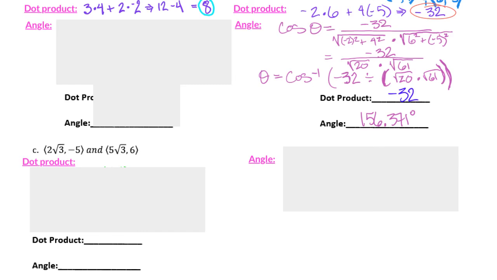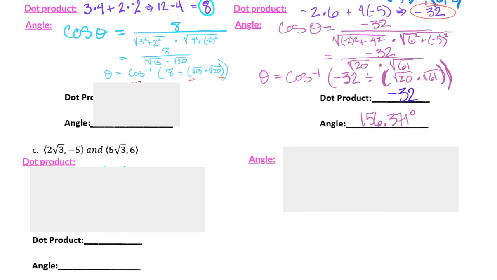Anyway, the dot product for part A: we're going to end up with 3 times 4 plus 2 times negative 2. Crunching that out, we get 8. And then calculating the angle, we're going to get cosine of theta is equal to 8 divided by the square root of 3 squared plus 2 squared times the square root of 4 squared plus negative 2 squared, to get an answer of 60.255. I hope you were able to get that on your own.